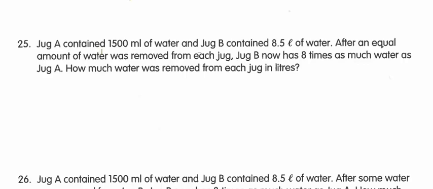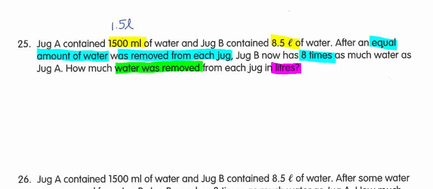A contained 1500 ml of water. B contains 8.5 liters. Now, here's the key. After an equal amount of water was removed from each jug. So that means an equal amount was removed from A, equal amount was removed from B. So then jug B now has 8 times as much water as A. So the question is asking how much water was removed from each jug in the liters unit. So first things first, change this to 1.5 liters because divide by 1000.